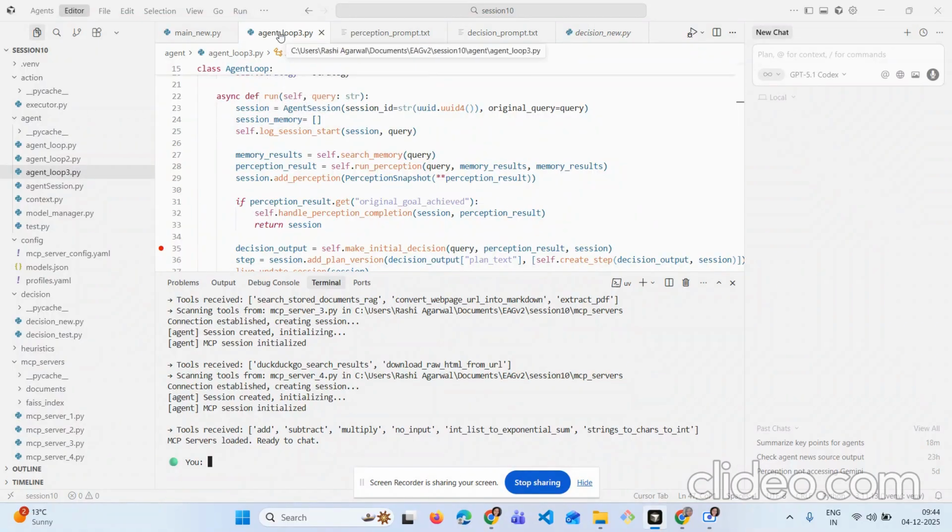So let me begin. This is the main agent loop, which is running the other multiple agents, the perception agent and the decision agent. This is orchestrating the entire execution flow from the initial query to the memory search and running further perception agent, making decisions, executing steps, and evaluating the results. It is the central control unit.